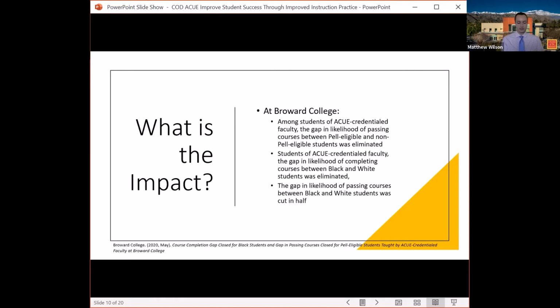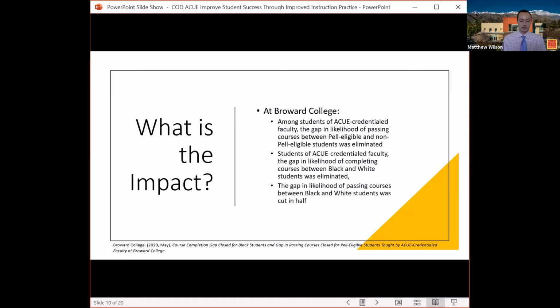And then of course, there always is an initial gap. The gap in likelihood of passing courses between Pell and non-Pell students was eliminated. Pell students went from 1.1 times less likely to pass their course to just as likely to pass their course as the non-Pell eligible students. So there was an initial gap of these Pell eligible students being less likely to pass a course, but when they were being taught by an ACUE faculty member, that gap was eliminated and all students had equal chances to pass that class.